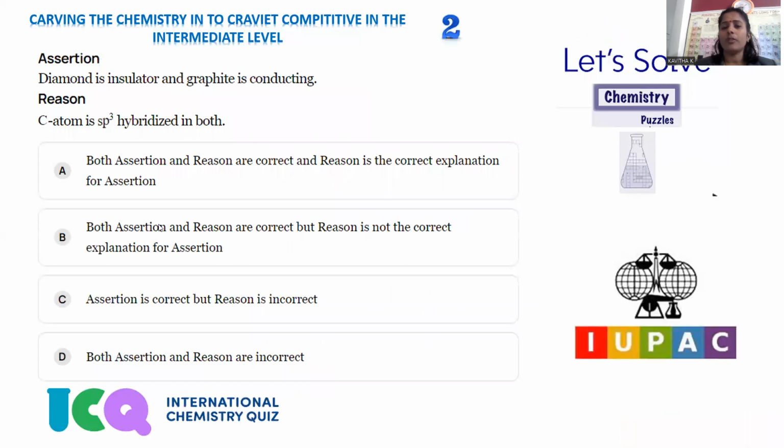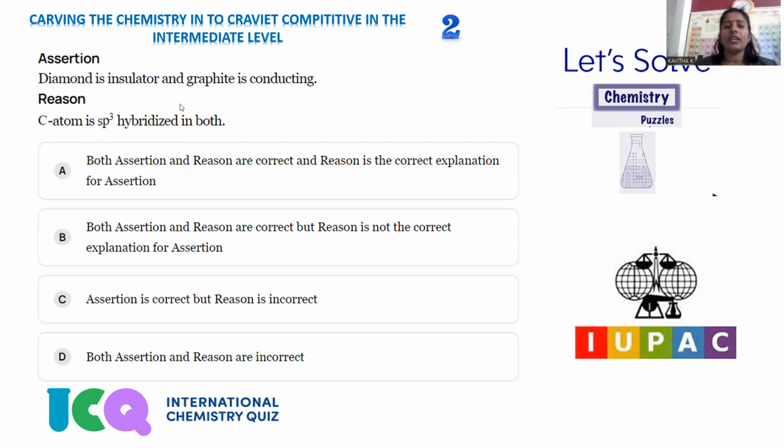Let's move on to question number 2. Diamond is an insulator, whereas graphite is a conductor. What could be the reason? Diamond and graphite are allotropes of carbon, so why do these two have different natures in accordance with the conduction property of electricity? It is an assertion-reasoning kind of question. The reason given for this assertion is that the carbon atom is sp3 hybridized in both. Let's see which is the right explanation.